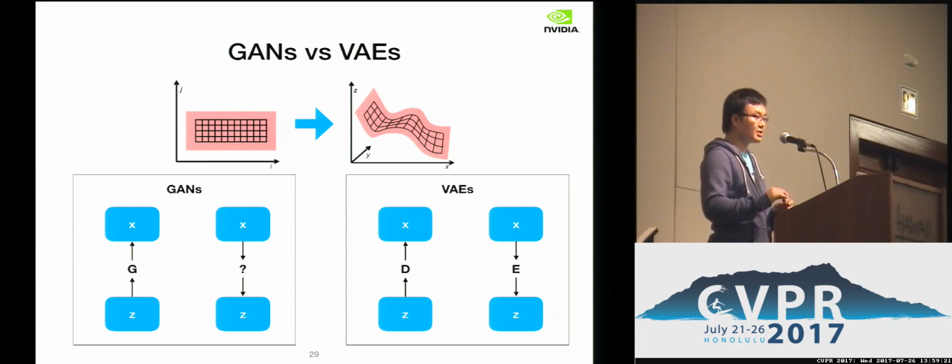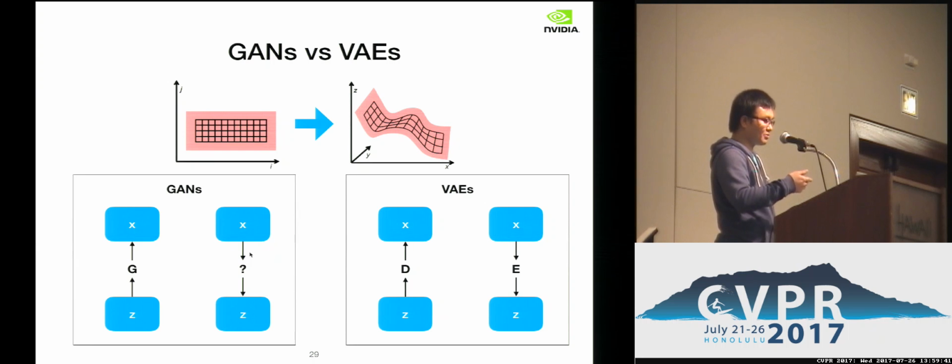But GAN is different from VAE in one very crucial way. In VAE, we have a decoder, which is an image generation function from z to x, and we also have an encoder, which can be used to measure the likelihood. But in GAN, we only have the generation function. We don't actually model the density function, so there's nothing here. It's specialized for generation.